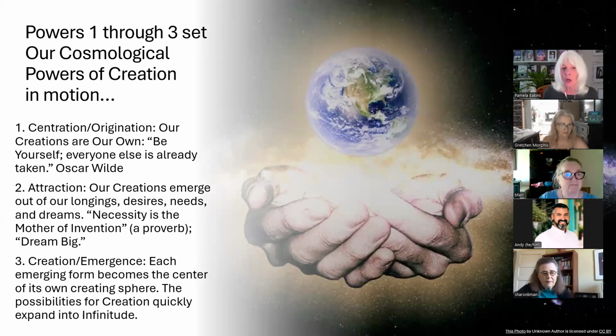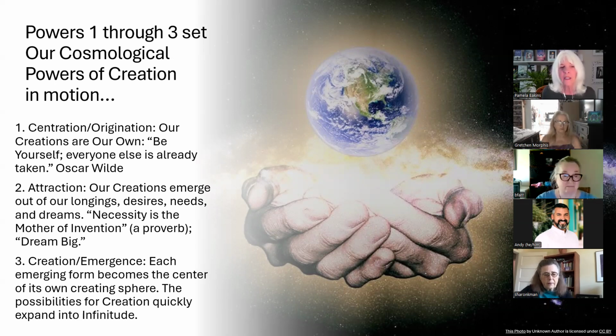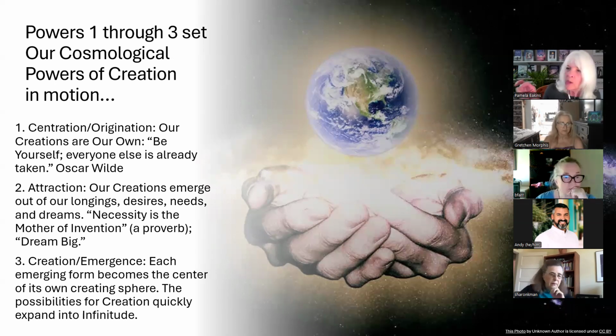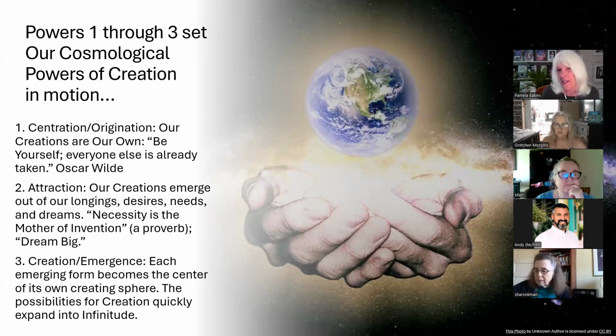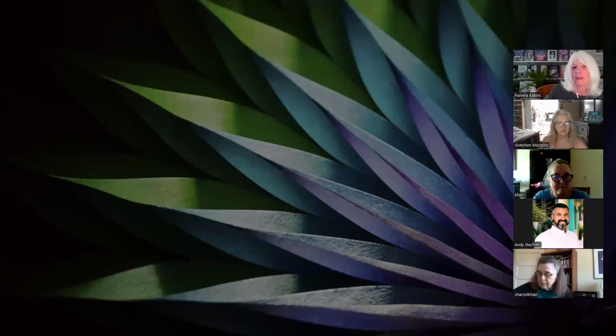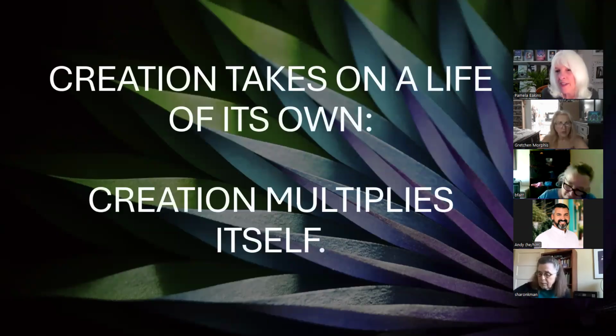Okay, creation, emergence, that's power number 3. Each emerging form becomes the center of its own creating sphere. So the possibilities for creation quickly expand into infinitude. Whatever you create takes on a life of its own and begins its own creative process. You might be the parent of your creation, but you actually aren't able to control the outcome of everything you create. Creation takes on a life of its own and it starts to multiply itself.